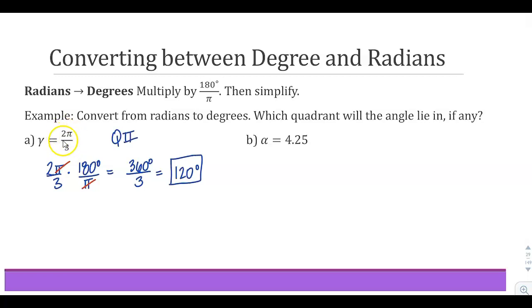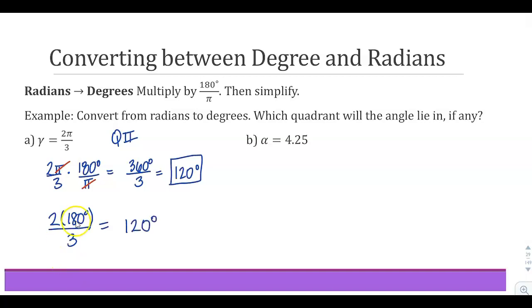So now, if our answer has a pi in it, the other way we can convert to degrees is to simply replace pi with 180 degrees. So another option was to take 2 times 180 degrees over 3, and we would still get 120 degrees as our answer.